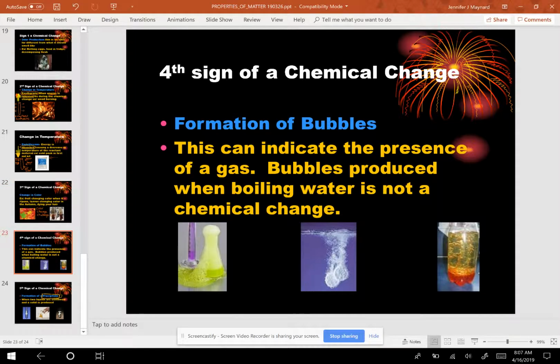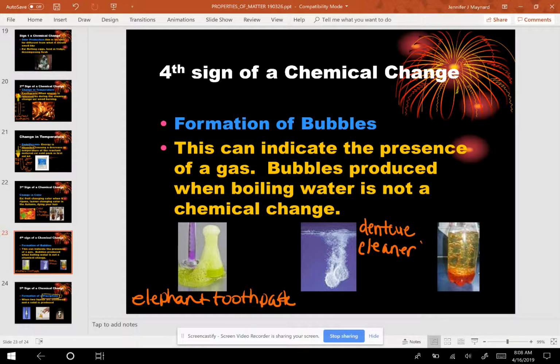The fourth sign is bubbles. We saw bubbles again in elephant toothpaste. Here it might be denture cleaner, or I don't even know if anybody still uses Alka-Seltzer anymore. So those create bubbles. And then I don't even know what that is, but I think that's supposed to be some other reaction that makes bubbles.